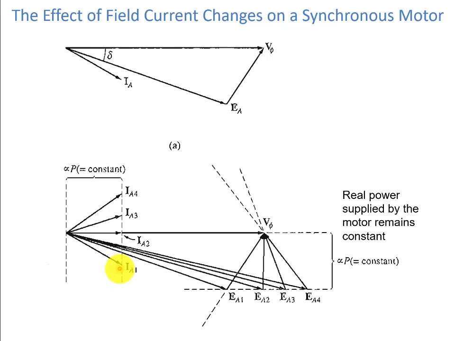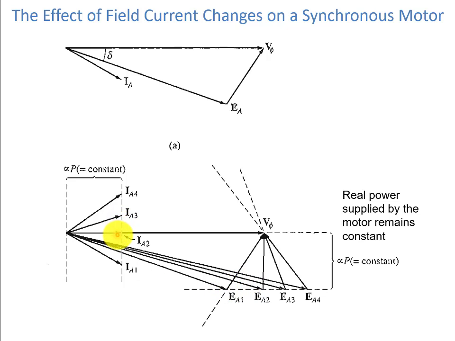So what we will see is, if we increase the IF gradually, what can be the possibilities? Obviously if we change the IF, the induced voltage EA will change. But as the load is not changing, the power will be constant. Similarly here the power will be constant. So the currents will slide along this line and the EA will slide along this line.